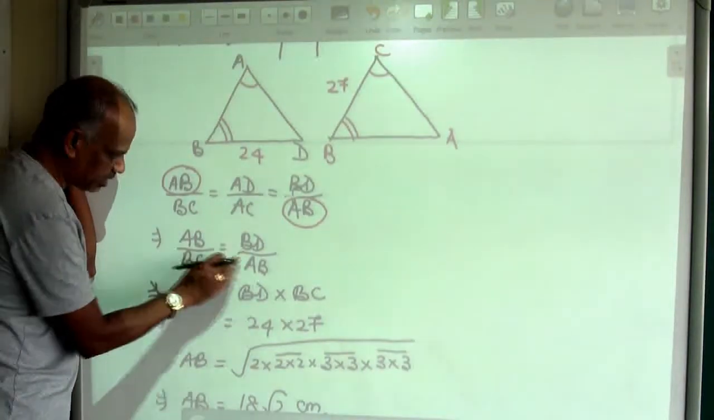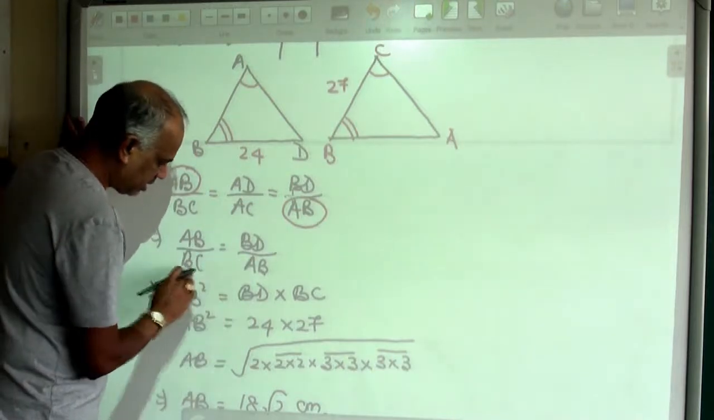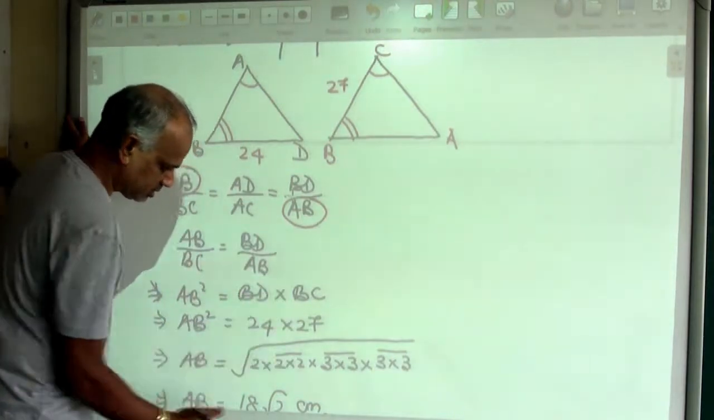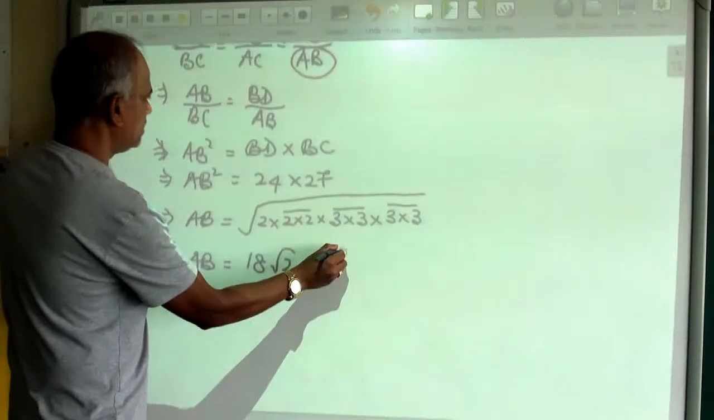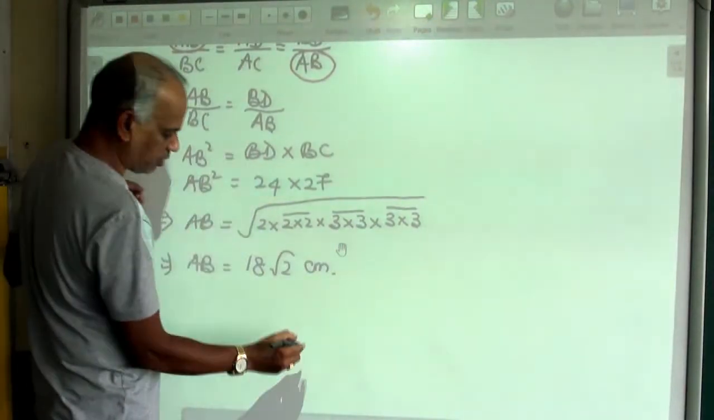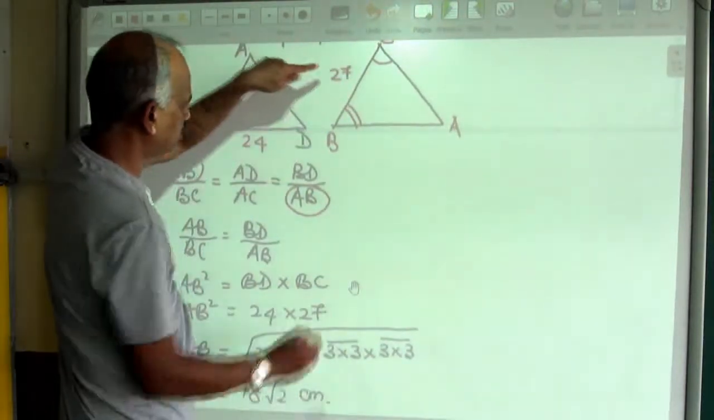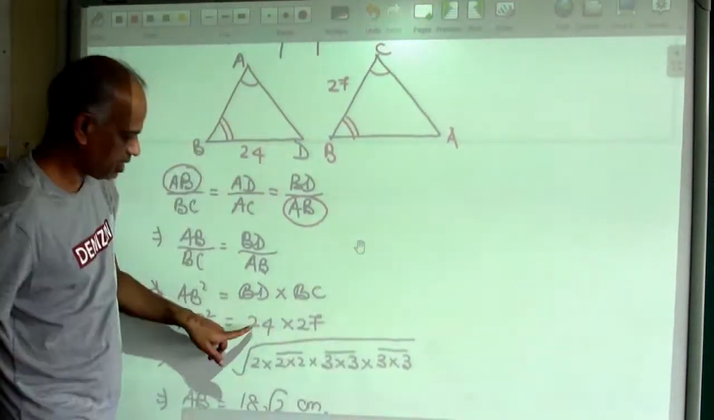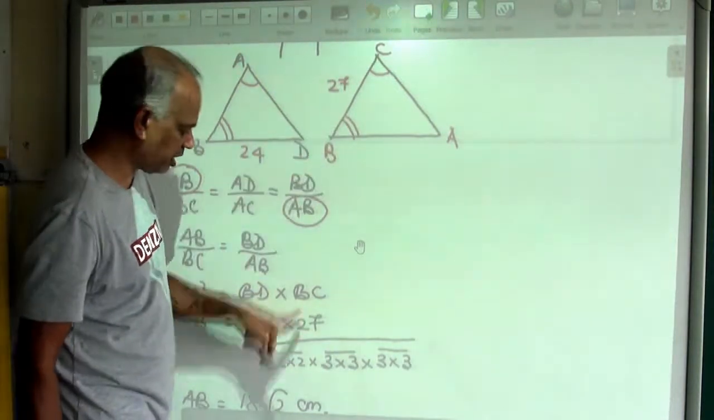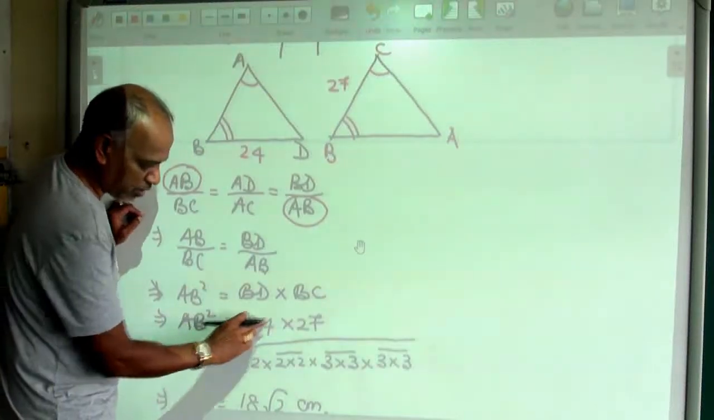So AB into AB becomes AB square is equal to BD into BC. So AB squared is equal to BD's value. BD's value we already know. BD is 24. BC is 27. So if you have to find AB, you have to find the square root of this.